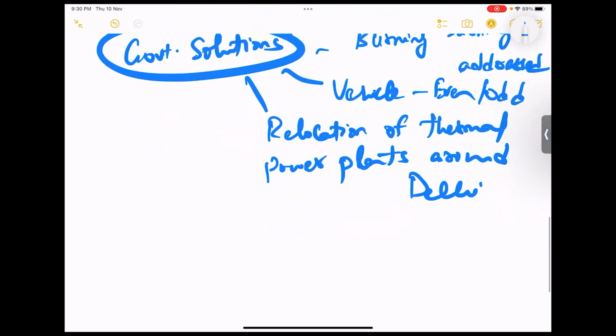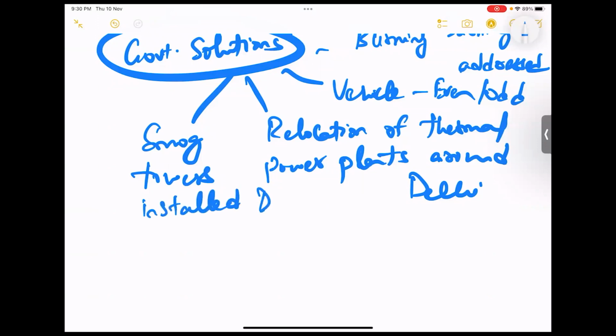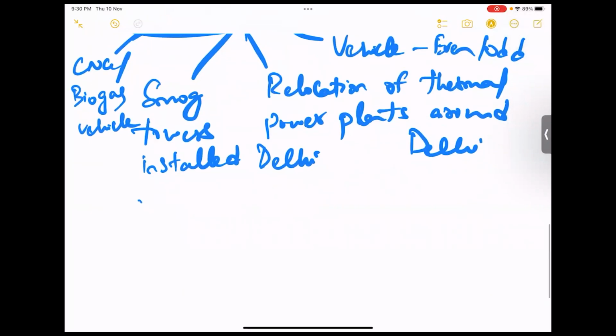and then smog towers. There is something called smog towers already installed in the city of Delhi. Okay, promotion of CNG and biogas vehicles, and then and other solutions. You give your own solutions here. What are the other solutions?